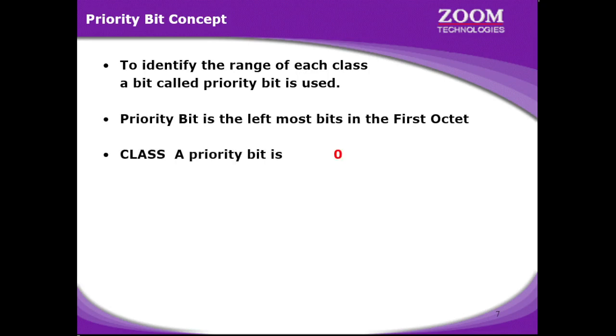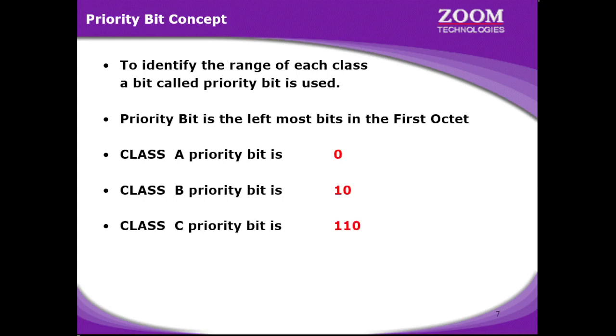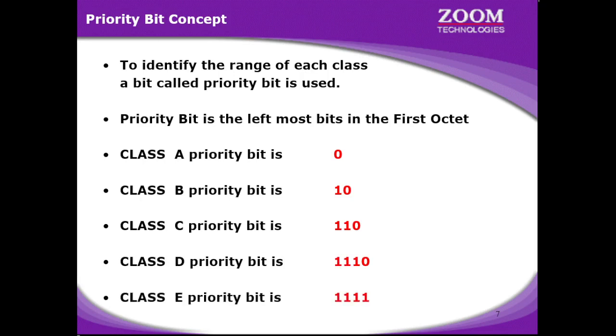So we have class A, priority bit is 0. Class B priority bit is 10. Okay? And class C priority bit is 110. Class D priority bit is 1110, and then class E priority bit is 1111. So magagamit po natin si priority bit for us to understand kung anong range ng IP address meron. Halimbawa si class A, and then si class B, si class C, class D, and class E.